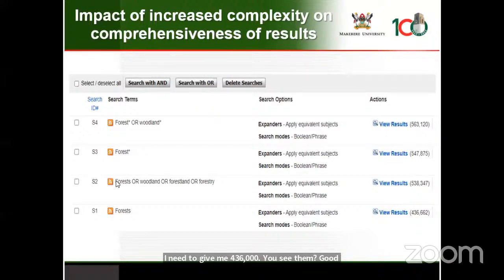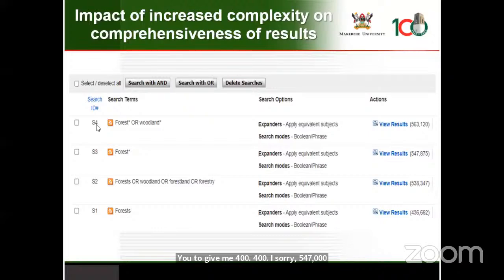Then I said, okay, let me add all those: forests or woodland or forest land or forestry, and it gave me 538,000 plus. Then when I used the truncation in S3, do you see S3, my search 3? I just wrote the word forest and put that asterisk. And how much did it give me? It gave me 547,000.